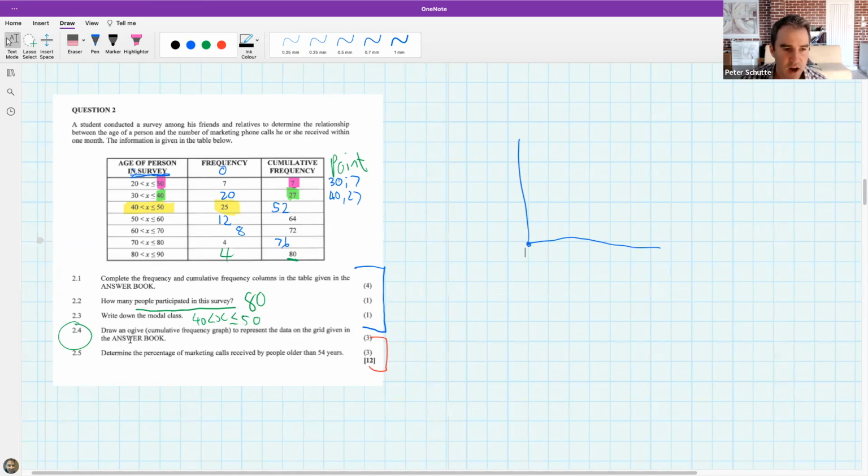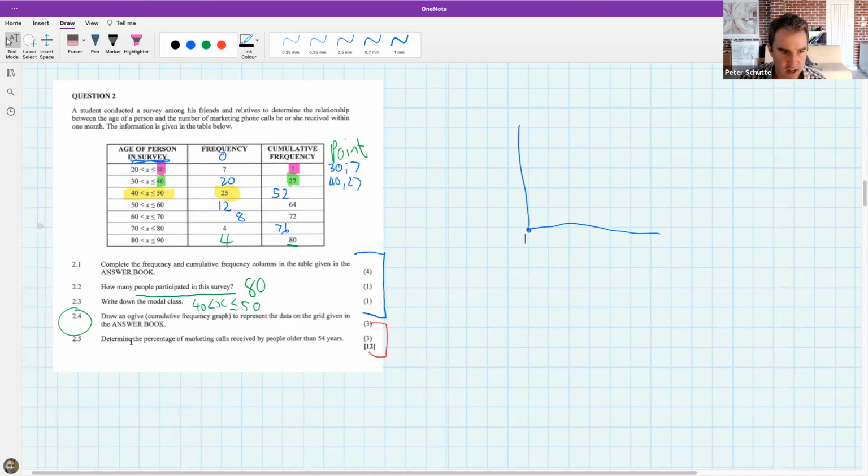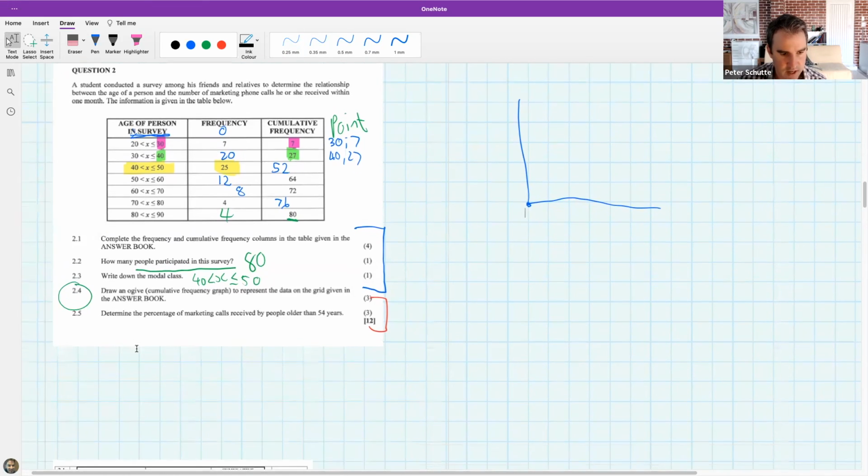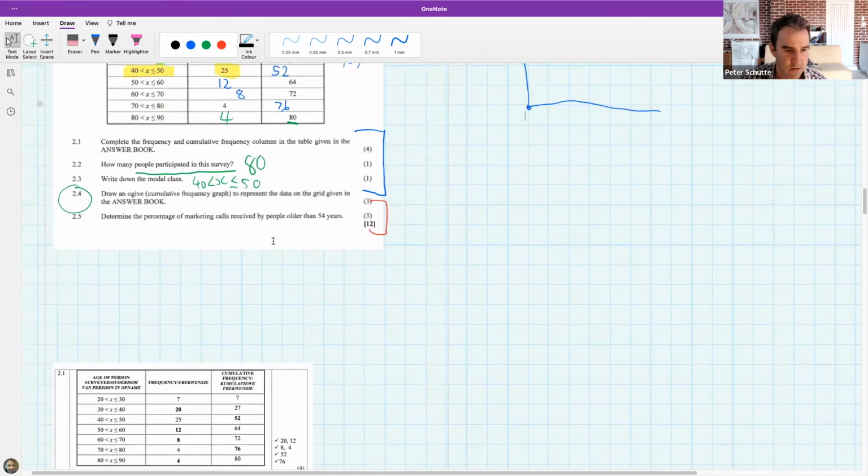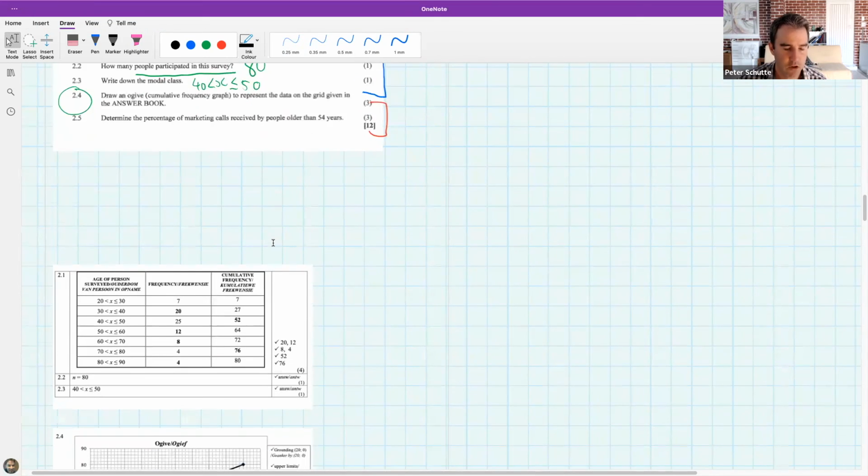Okay, now I'm going to show you what the ogive looked like. Actually, how much time have we got left? No, in fact, let's go on to another question. I'm not going to do 2.5 now.